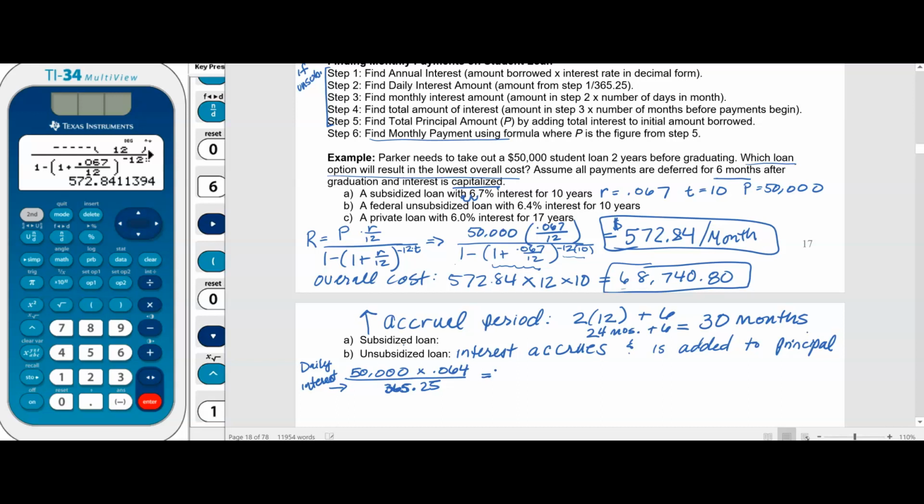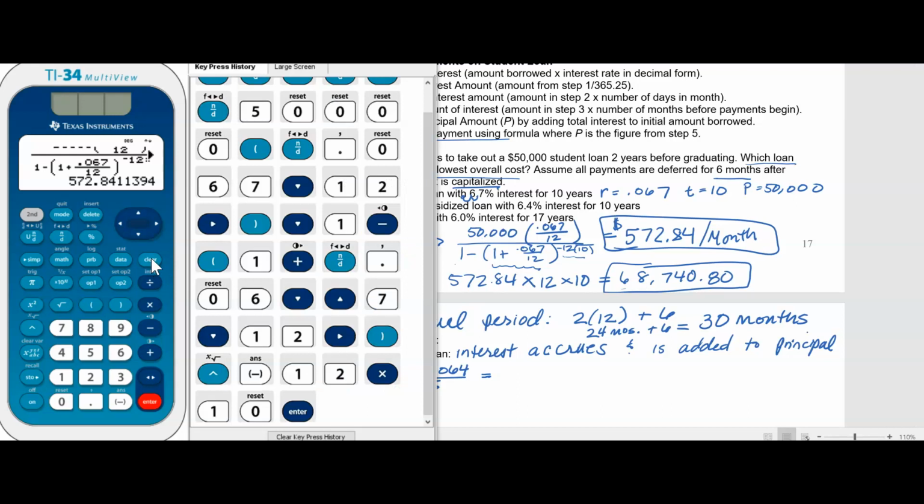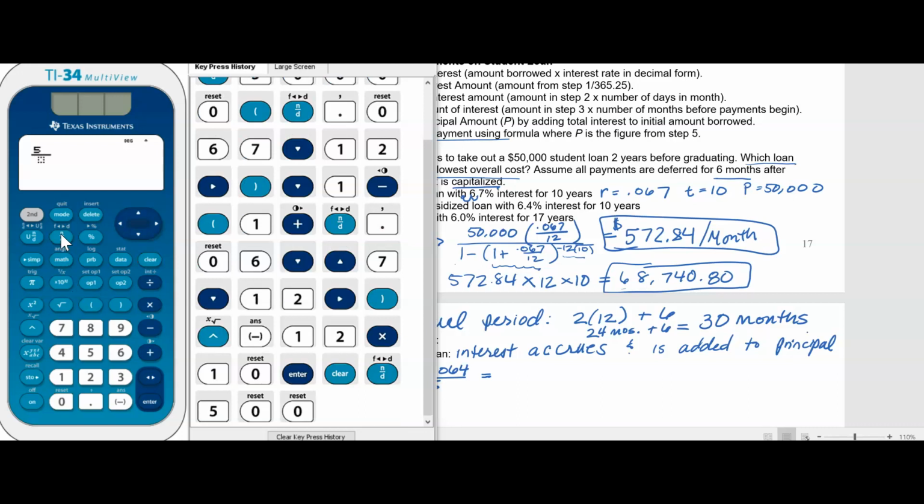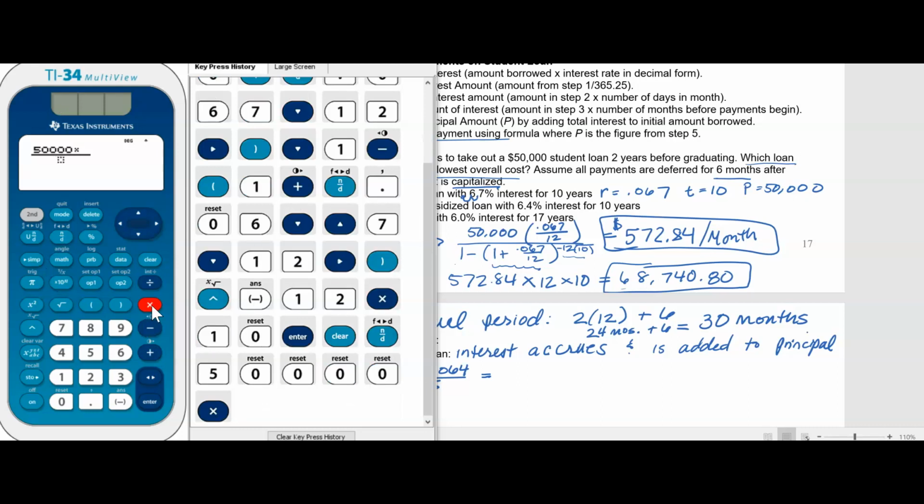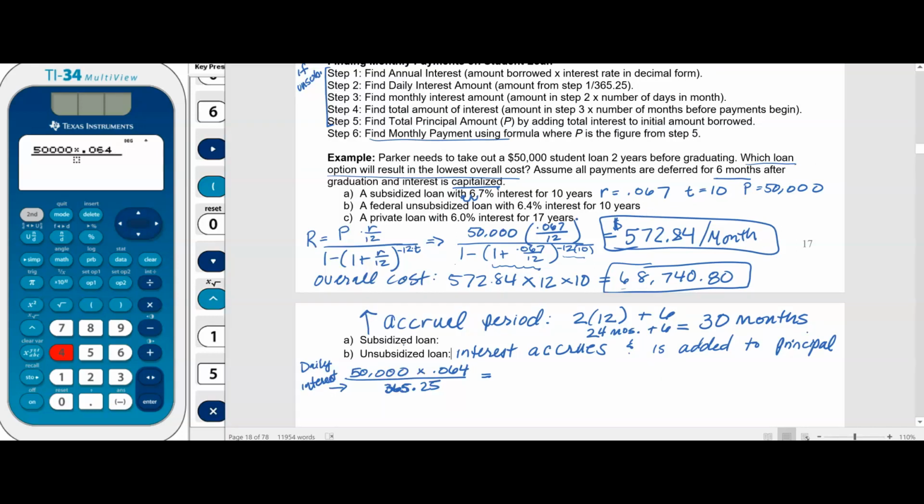So when we calculate this, and we always want to round, I'll do that over on the left hand side so you can see how the rounding works. So we're going to use the fraction button, and then we've got 50,000. I want to make sure you have the right number of zeros, because that'll definitely make a huge difference if we get that wrong, times 0.064. So our rate, you know what, let me back up because I didn't go over that. Our rate here for the unsubsidized loan, Part B, is 6.4%. So as a decimal, that's 0.064. So that's why I use 0.064 there.